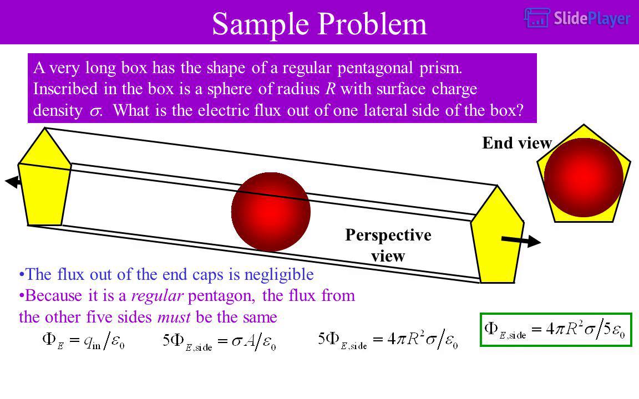Sample problem. The very long box has the shape of a regular pentagonal prism. Inscribed in the box is a sphere of radius r with surface charge density. What is the electric flux out of one lateral side of the box? End view. Perspective view. The flux out of the end caps is negligible. Because it is a regular pentagon, the flux from the other 4 sides must be the same.